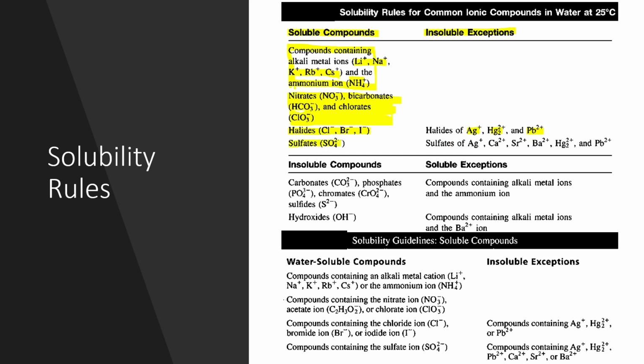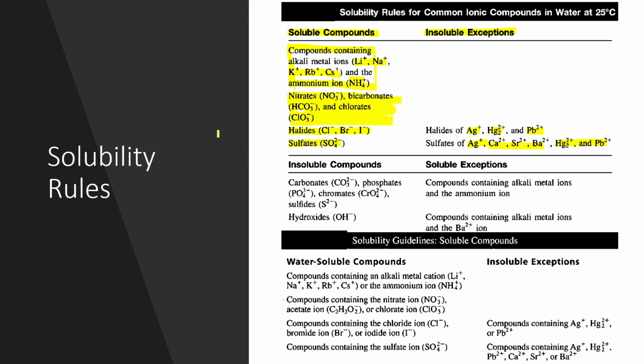Similarly, for sulfates, most of the sulfates that are soluble belong to group 1 and ammonium. And there are a few sulfates that are not soluble. Silver sulfate, calcium, strontium, barium sulfate, mercury, and lead. So all of these sulfates are insoluble in water. All of the other sulfates will be soluble.